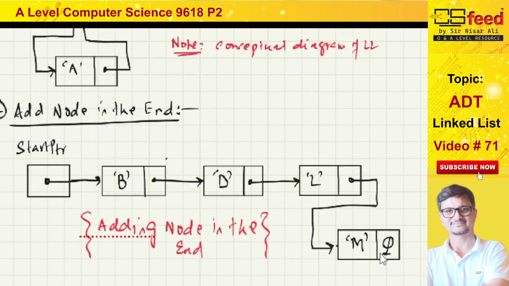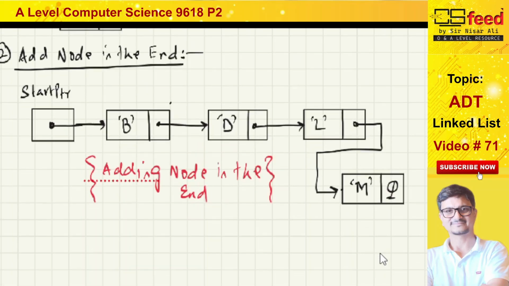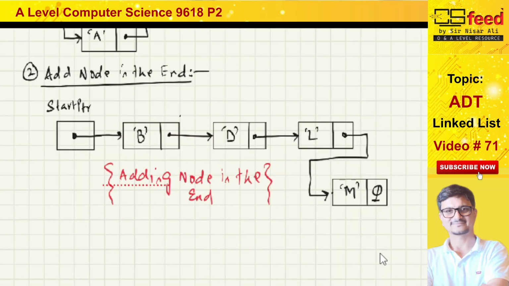Now these two things we did, one is adding at the start and one is adding at the end. Now we can also see adding a node in between. The third thing is to add the node in between, number 3.